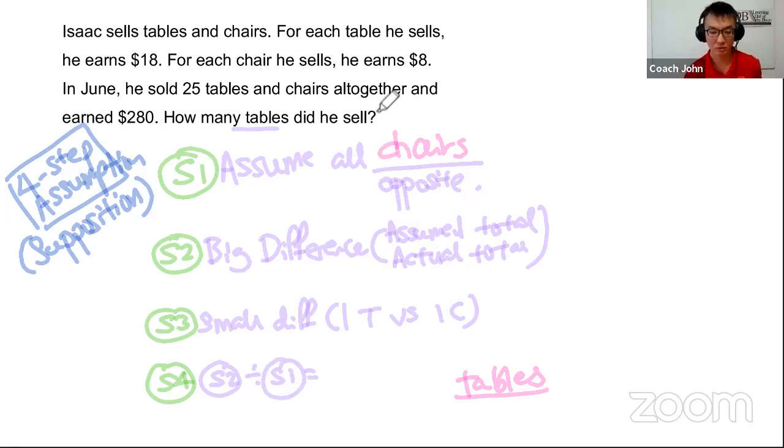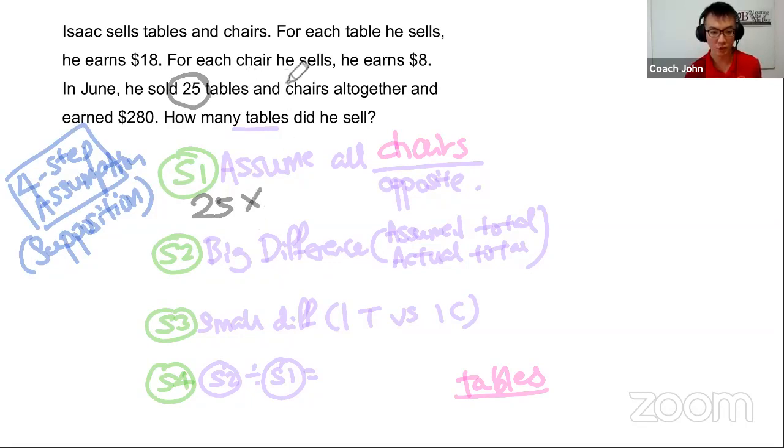Okay, so now to solve it, assume all are chairs, which means there are 25 chairs. So 25 chairs means 25 times... sorry, I think I got a bit distracted. Okay, it's not 2, because my bar is blocking the number.